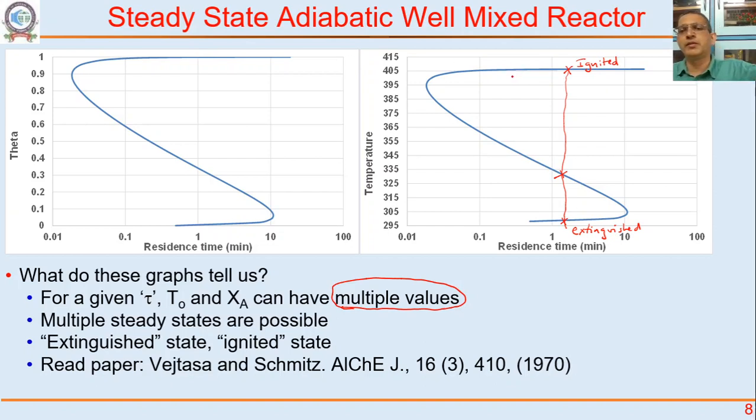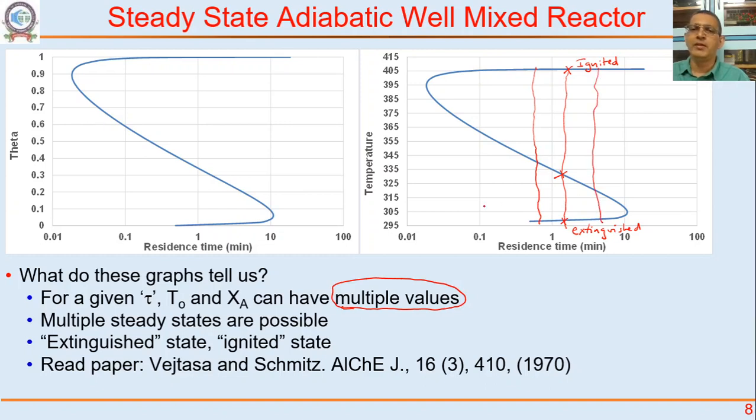All of a sudden temperature is rising from the inlet temperature to 405, as if there is an ignition. The lowermost is called extinguished because hardly any conversion has happened. Practically nothing has happened, as if the reaction is extinguished. Practically zero conversion, maybe 1 or 2 degrees rise in temperature, as if there is no reaction happening. That's why the lower steady state is called the extinguished steady state, and the higher one is called the ignited steady state.